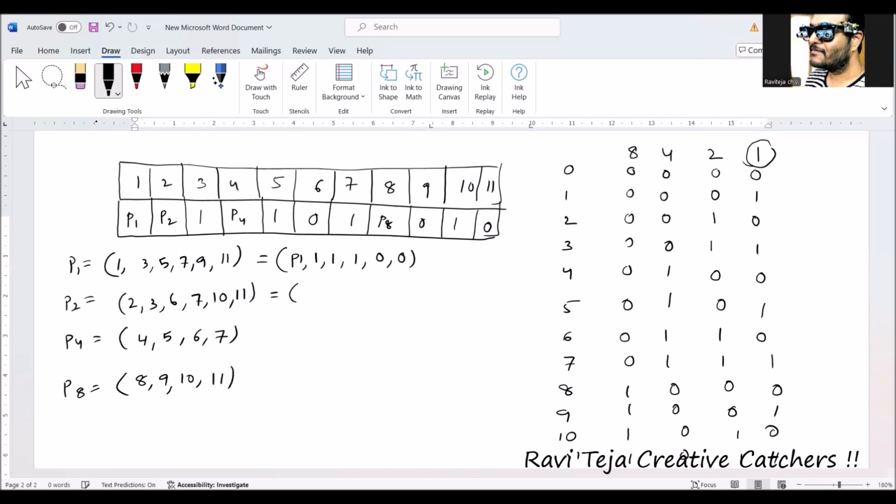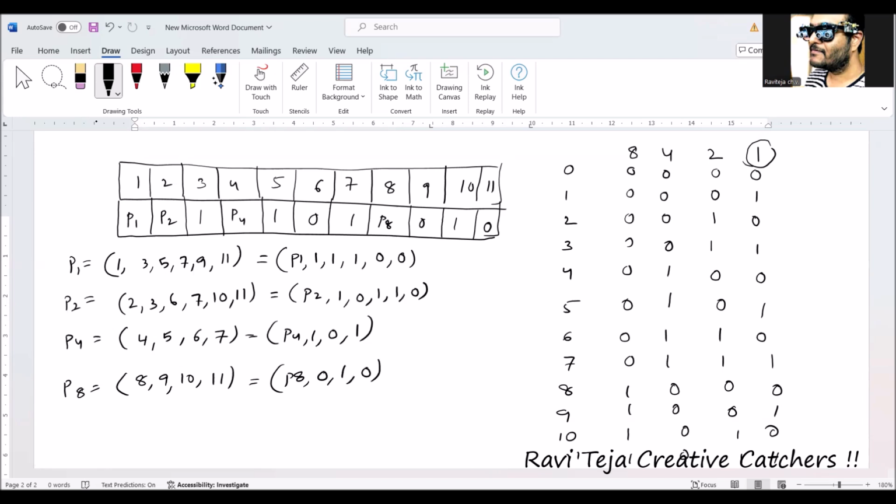Similarly, for P2, first position is P2. Remaining are 1, 0, 1, 1, 0. For P4, first position is P4. Remaining are 1, 0, 1. Now, for P8, first position is P8. Remaining are 0, 1, 0.